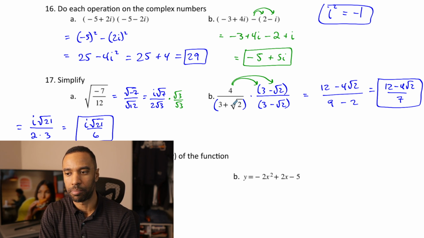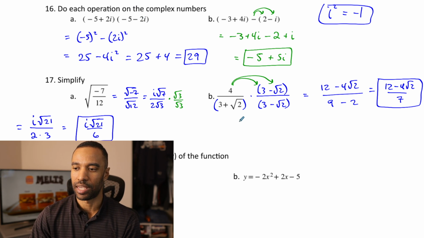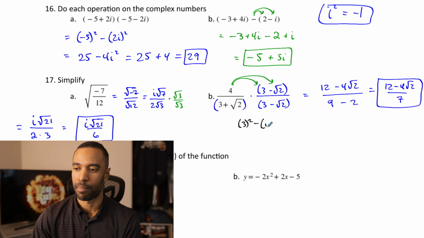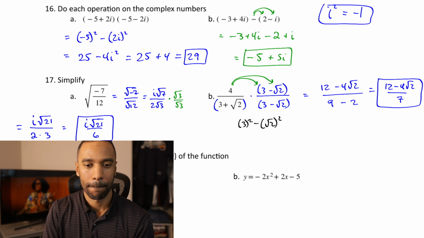So the conjugate, 3 plus root 2 multiplied by 3 minus root 2. That's what works this out. Once again, that was a squared minus b squared. A plus b, a minus b. That's the goal.